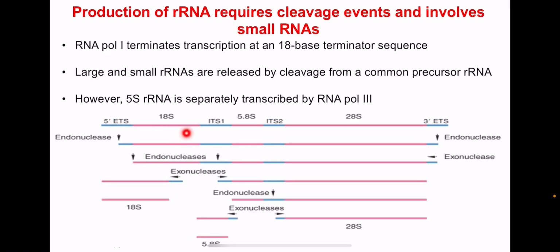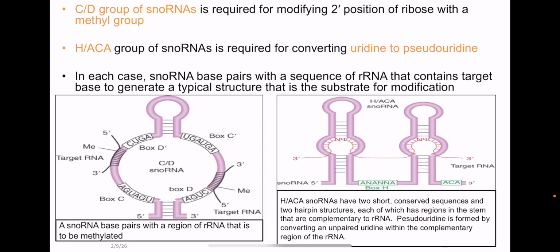We will need endonuclease. Endonuclease cleaves inside a strand. So endonucleases that are specific to the intronic regions will cleave the intronic sequences, the ITS. When they cleave, the fragments that we get, we use exonucleases to cleave them. And this will result in the individual rRNA subunits that we need.